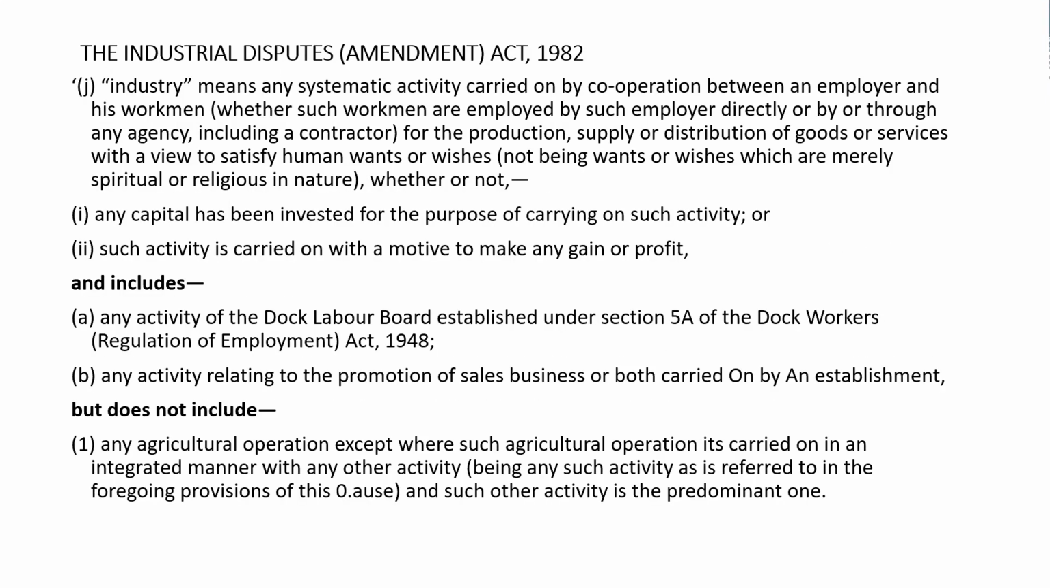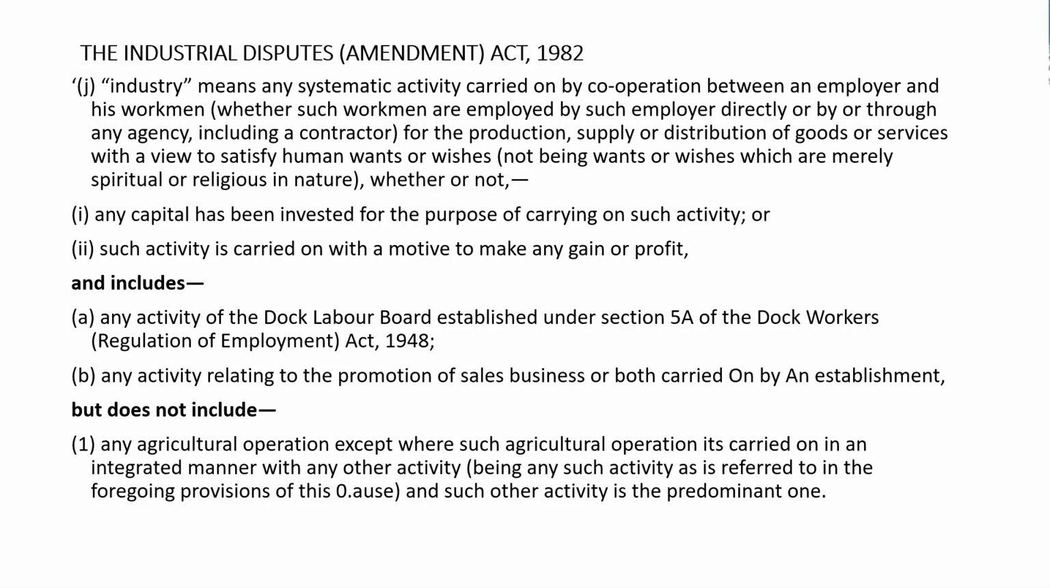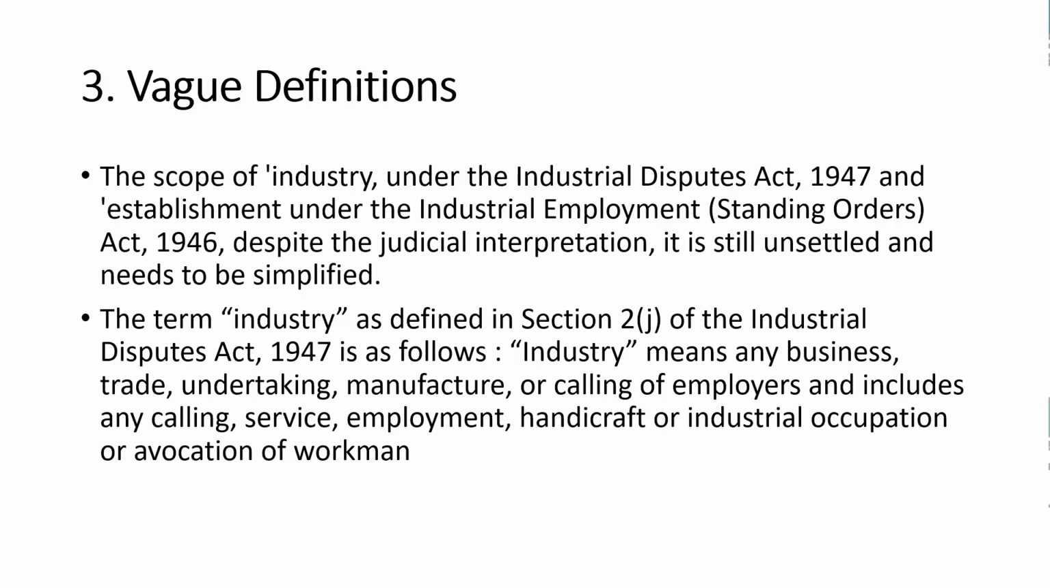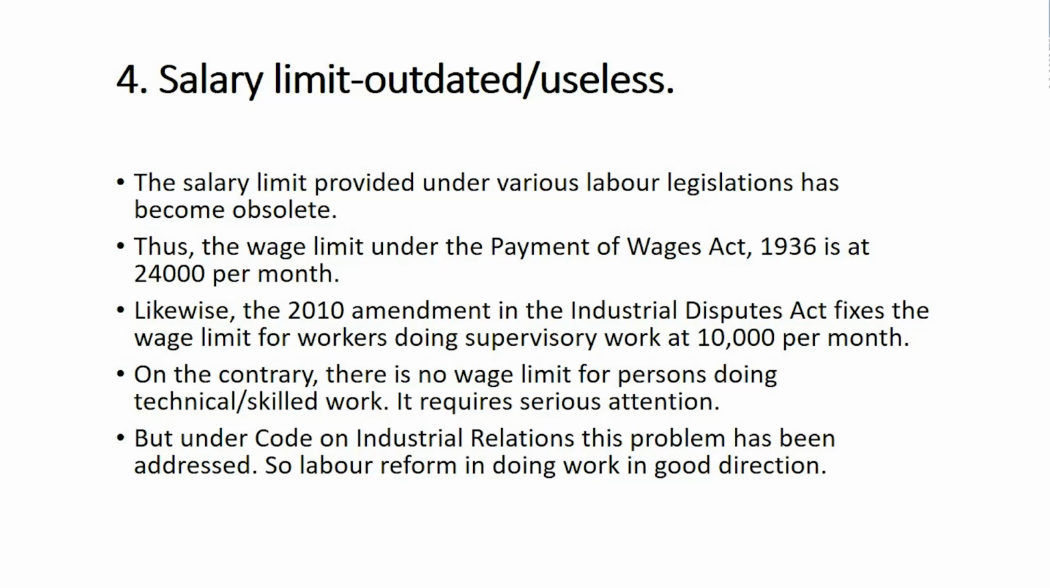So, now when we are talking about these things, there was a great confusion about which definition would come into operation, whether the definition defined in section 2J that is relevant in 1982, or the definition given in the Industrial Dispute Act 1947 would be applicable. So, just to overcome this difficulty, the code came up with the definition of the industry.